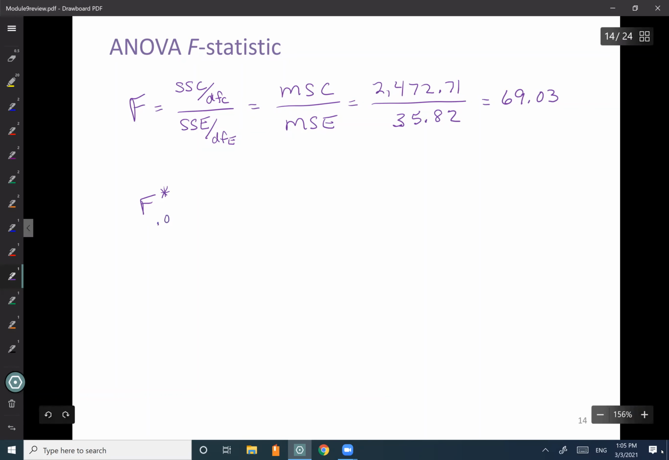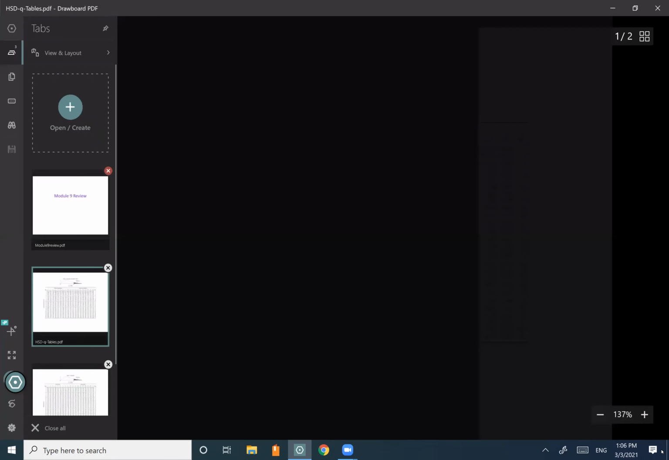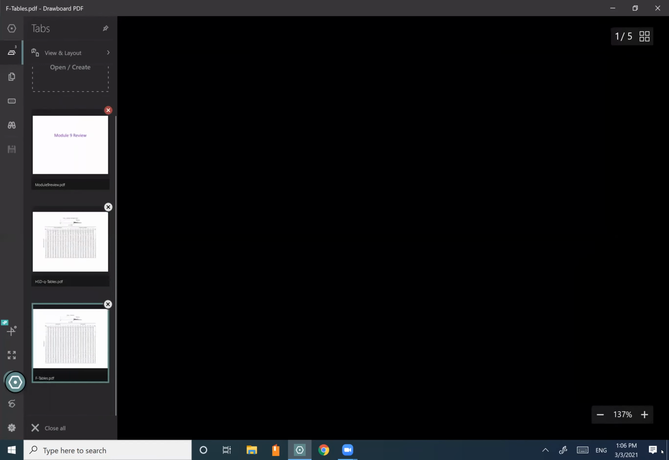So let's use alpha of 0.05 and 5 degrees of freedom for the groups and 187 degrees of freedom for the error. Our table doesn't go up to 187 degrees of freedom, so we're going to use alpha 0.05, 5, and 120, which is the maximum degrees of freedom for the denominator. It'll be close enough. And we'll go there. All right, we want the F tables. So this is the F table.